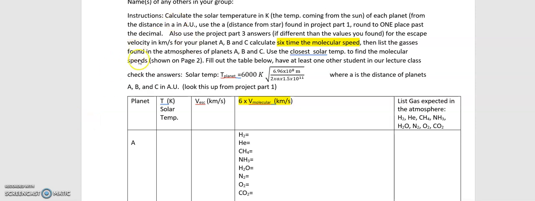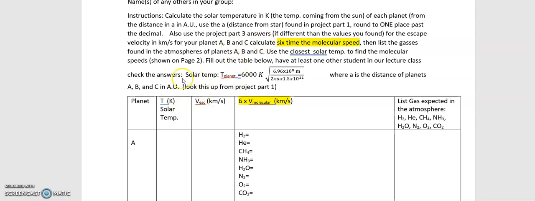Here's our example of project part 4. All right, so with this project, it's very similar to lab 10. If you haven't done lab 10, that's fine. It's actually a relatively simple calculation, so I'm going to go through this.